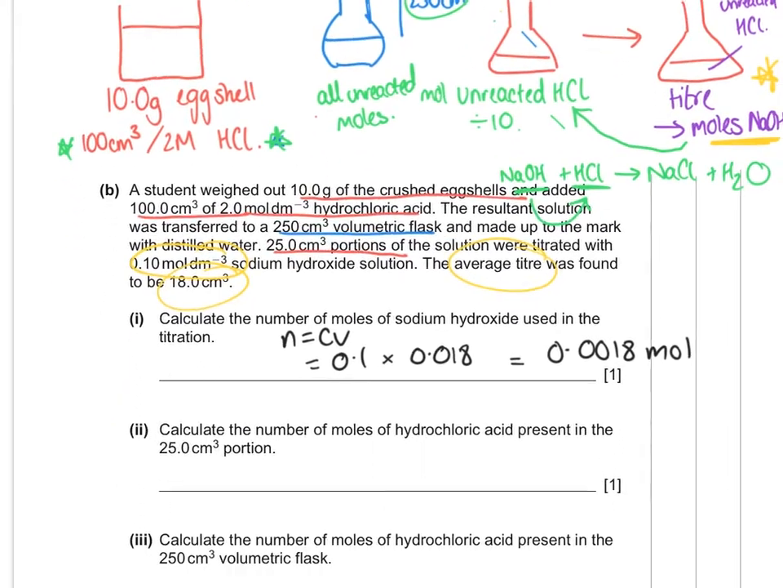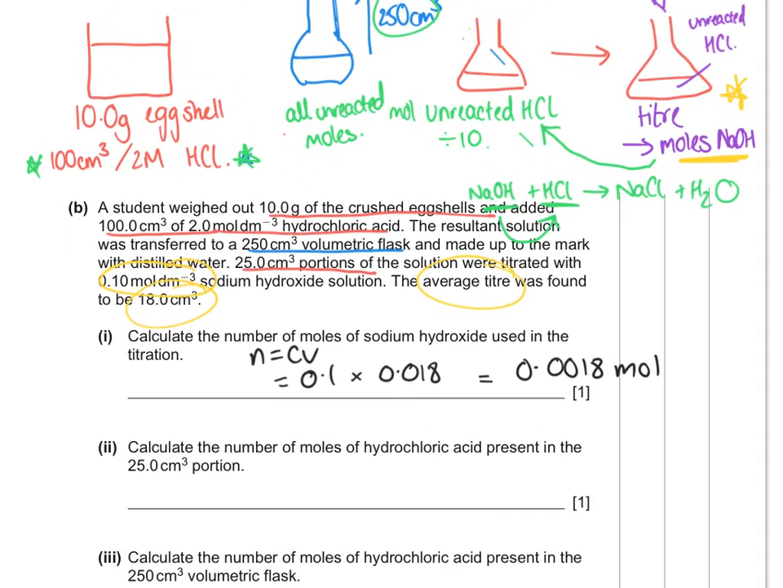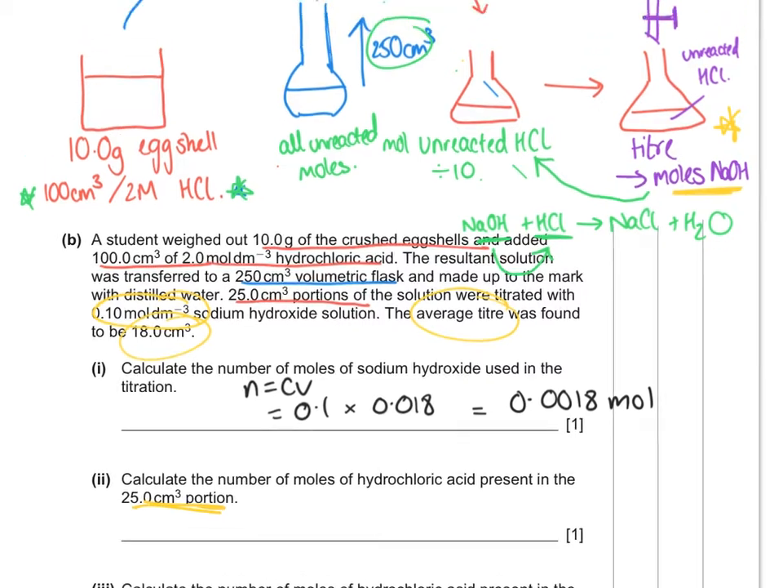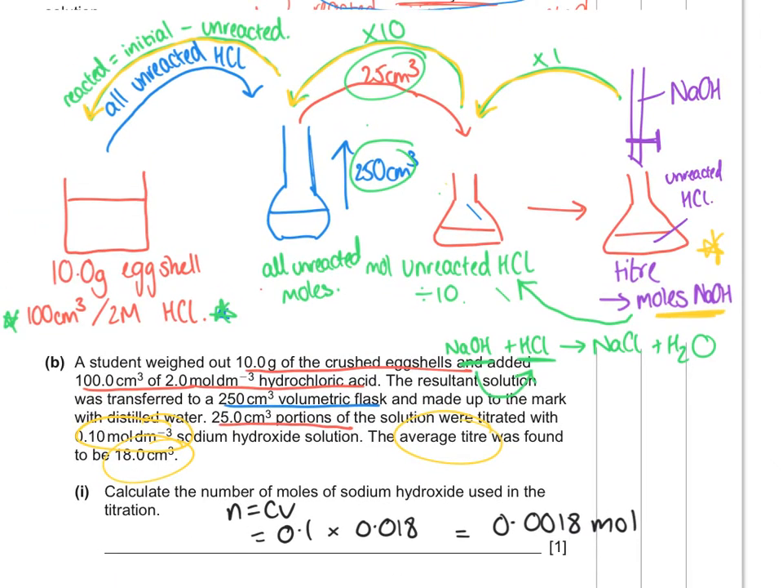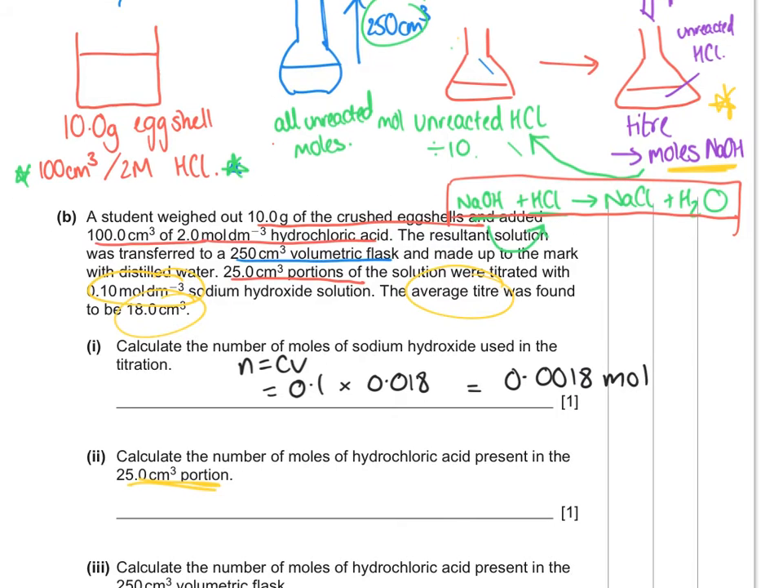Okay, scrolling on down then, you're then asked to calculate the number of moles of hydrochloric acid present in the 25 portion. That's the portion that was reacted in the titration with the sodium hydroxide. And if we go back up to our diagram here, we're at this stage here. Okay, and because our equation is in a 1-to-1 ratio, the number of moles of sodium hydroxide that we used is the same as the number of moles of hydrochloric acid. So that's just times by 1 essentially.